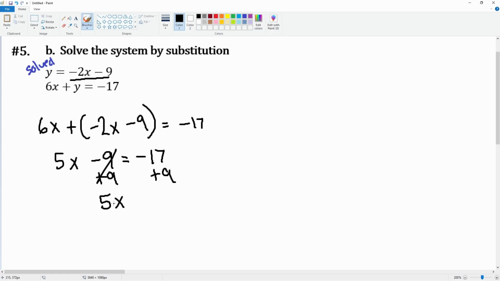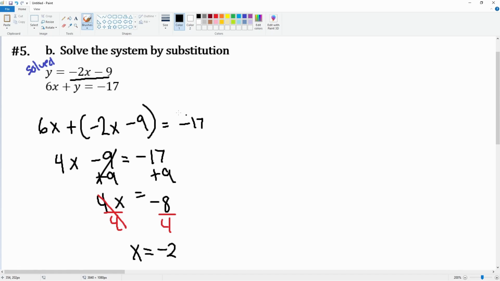Negative 8. Let's see if something went wrong here. Oh, haha, something did go wrong. It's not a 5, it's a 4. 6x minus 2x is a 4x. Okay? And then this neatly becomes a 4x because when I do negative 17 plus 9, it became a negative 8. Here we divide by the 4 on both sides. This does cancel, leaving you with x is equal to negative 2.